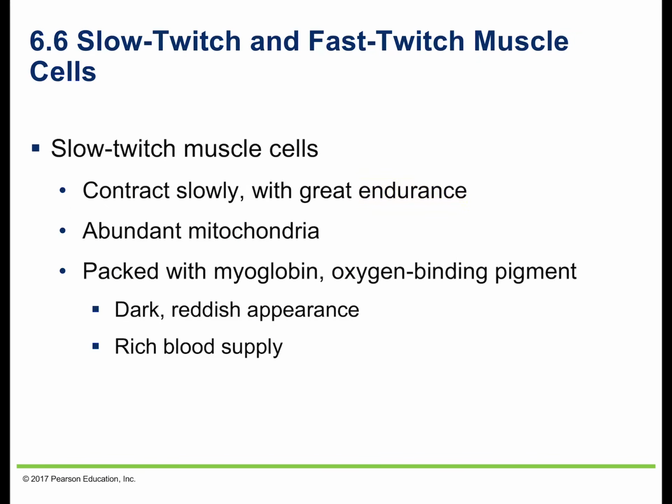Now there are 2 types of muscles that exist in our body. We have slow twitch and fast twitch muscles. Slow twitch muscles are less likely to fatigue. They contain a lot of endurance, a lot of mitochondria. Think about when you get a rotisserie chicken. This is like the dark meat. It has a rich blood supply and is very dark in color.